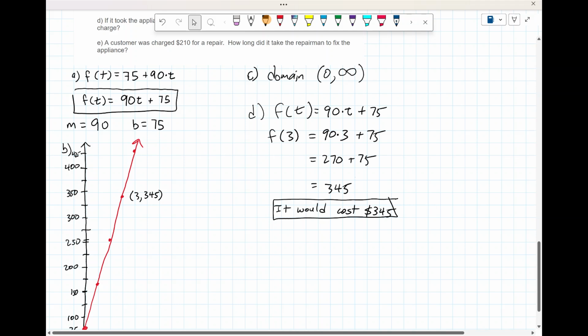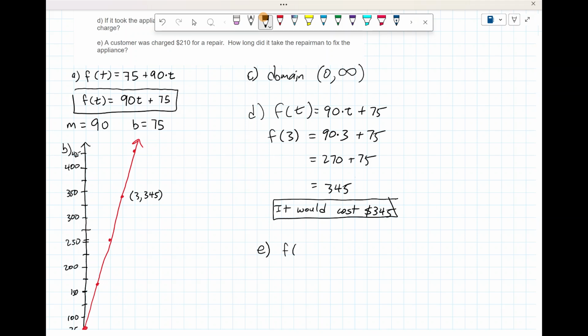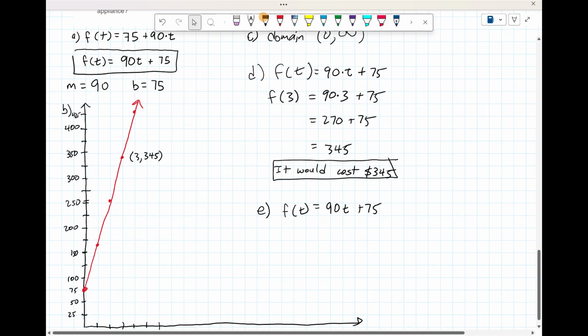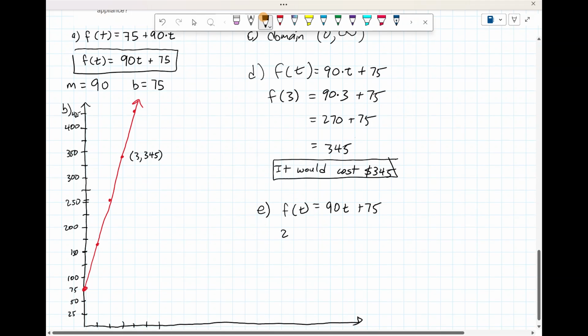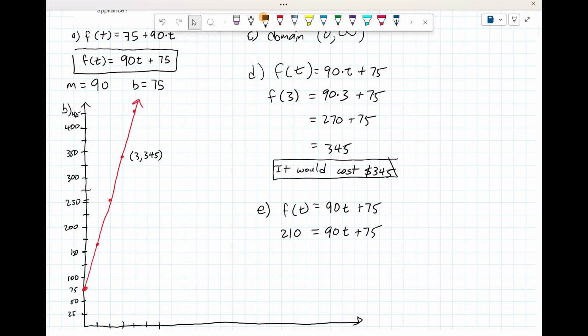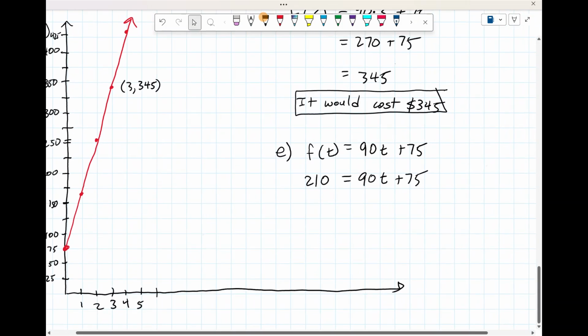All right, let's pretend that someone was charged $210 for the repair. And we want to know, how long did it take the repairman to fix the appliance? In other words, in this case, we know what the output is, and we're trying to figure out what the input is. So how do we do a problem like this? Well, the output is f of t, so we replace f of t with what it's equal to, so it's $210. And we keep t, and we are going to solve for t.